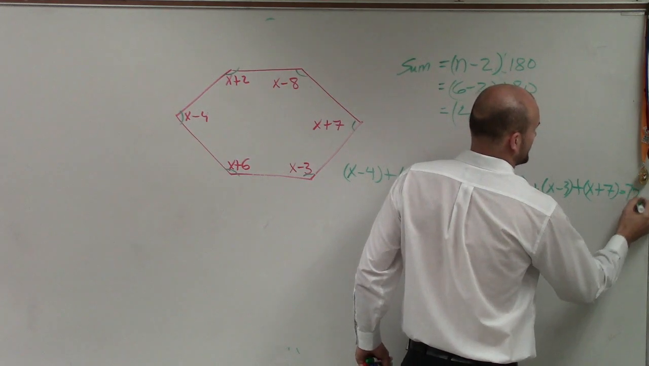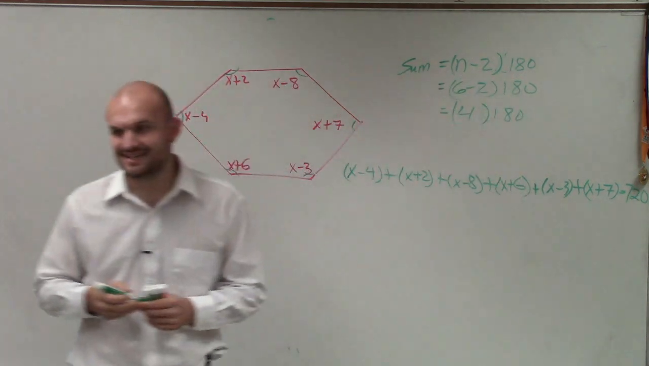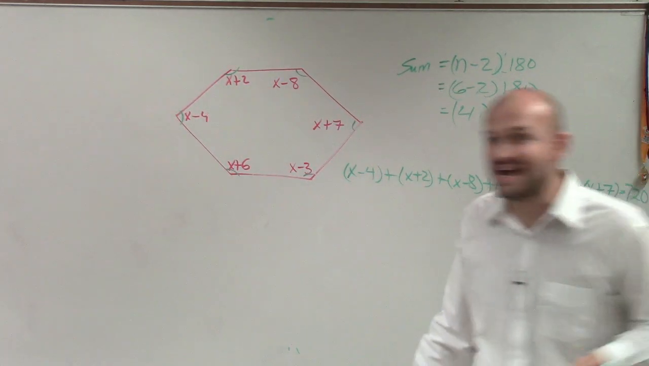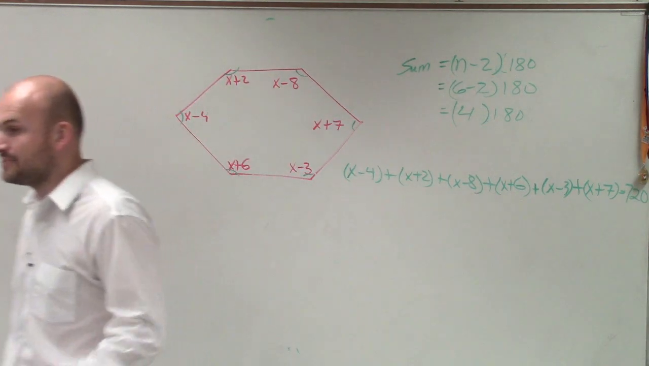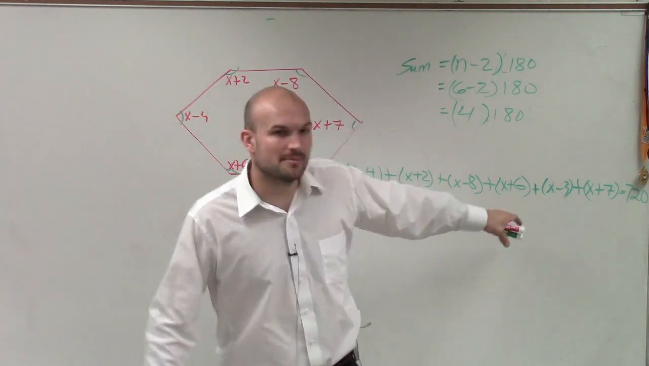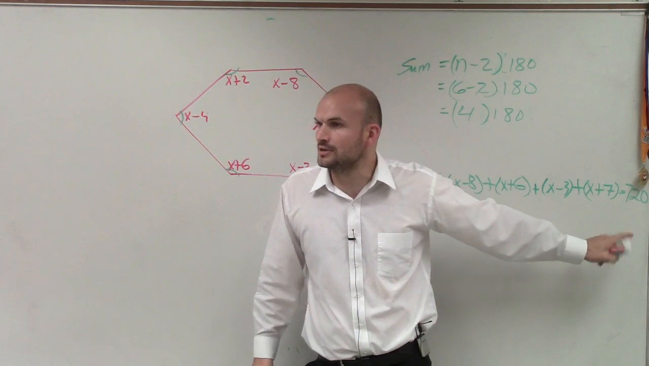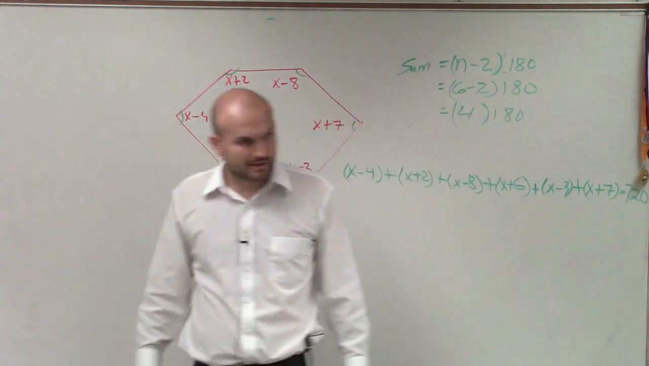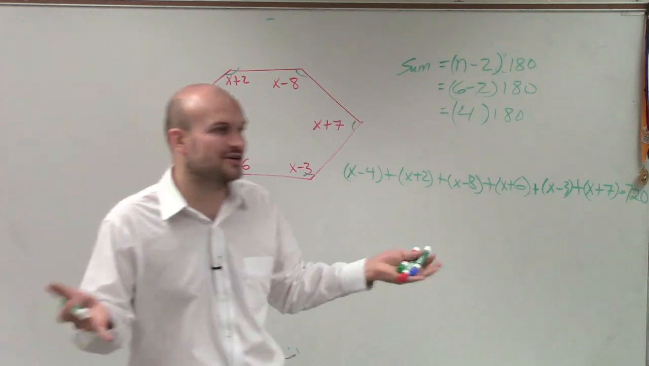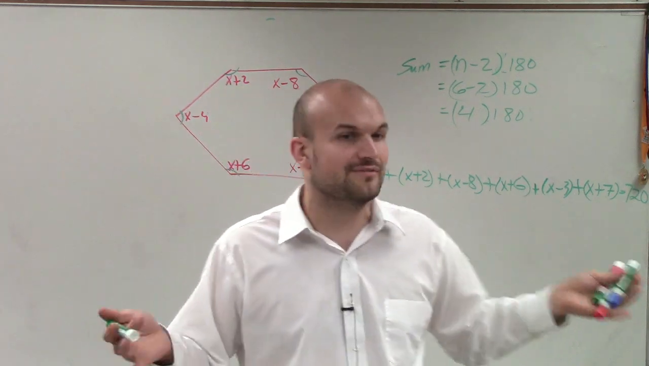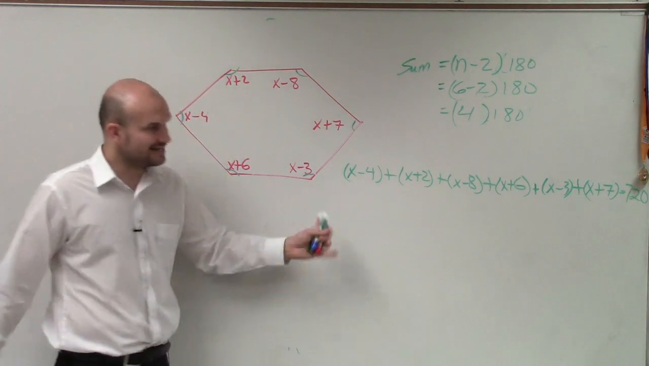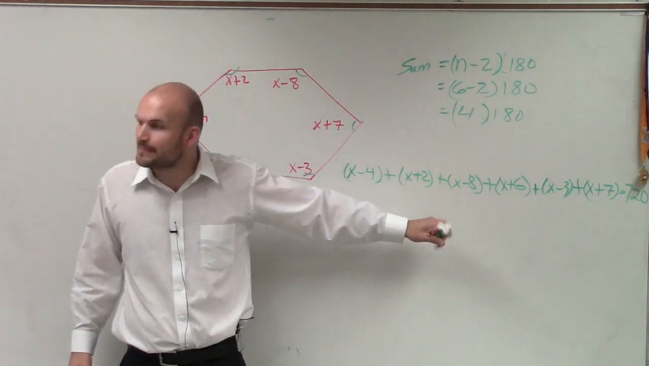And that equals 720. I know it's getting way to the end, but you got to see that all these interior angles are adding up to give us the sum of the interior angles, which we learned before lunch was 720 degrees. You guys see what I did? I just took all the interior angles and added them up to give us the sum of 720.